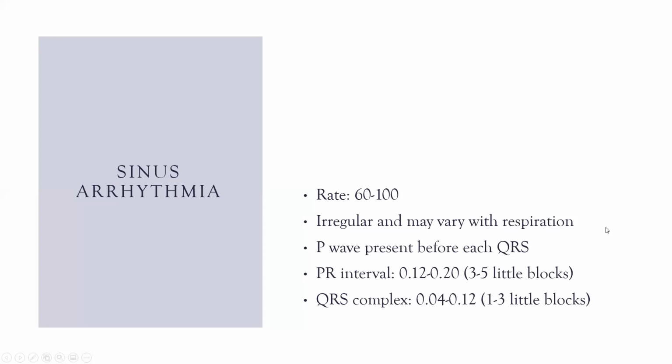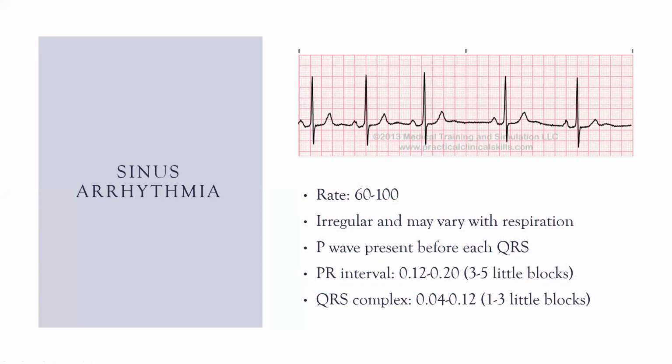All right, so let's talk about sinus arrhythmia here for just a minute. Sinus arrhythmia has a regular rate. It has P waves. The PR interval and the QRS complexes are all within normal limits. That's where the sinus comes in. The only difference is it is irregular.